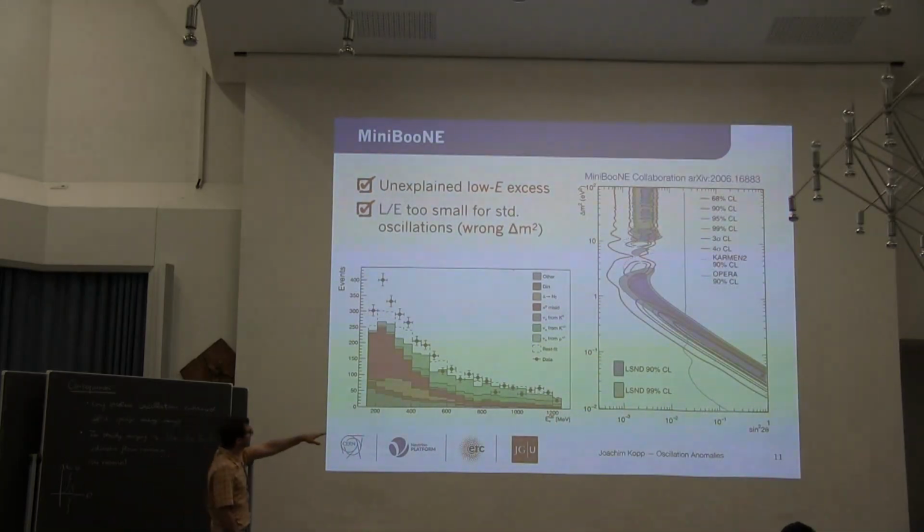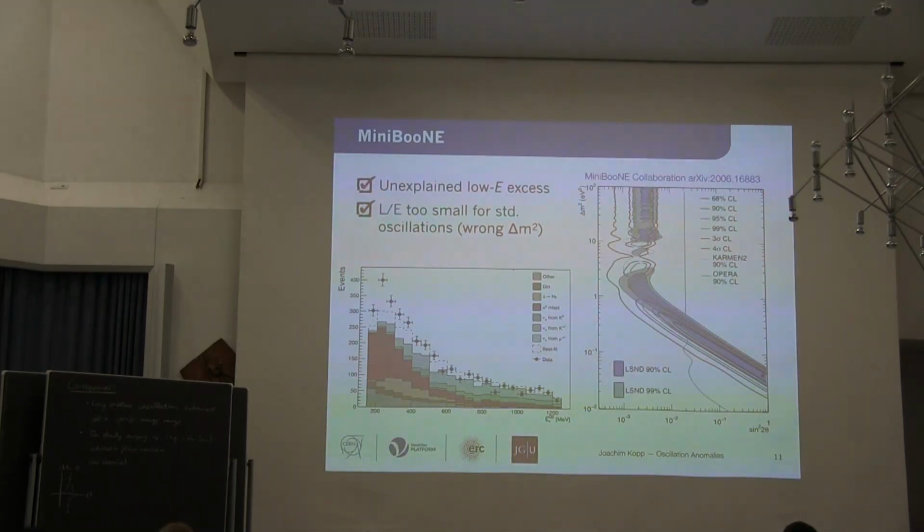Well, the right-hand side is just a parameter fit. Horizontal axis is the mixing angle between active and sterile neutrinos. Vertical axis is delta m square. So you see that we're roughly talking about sterile neutrinos with a mass of order 1 electron volt here, so maybe an order of magnitude above the active neutrino masses.